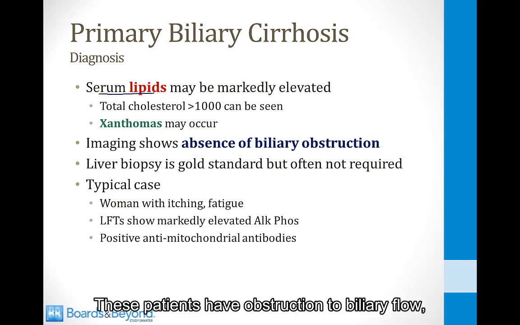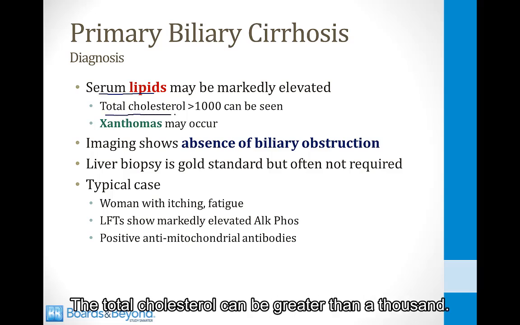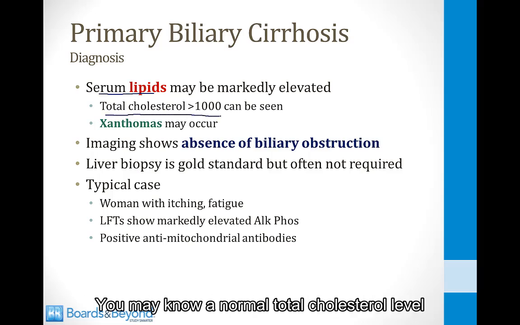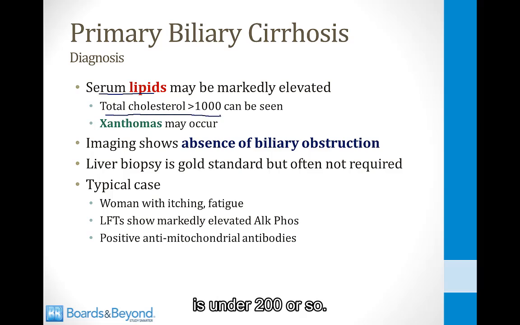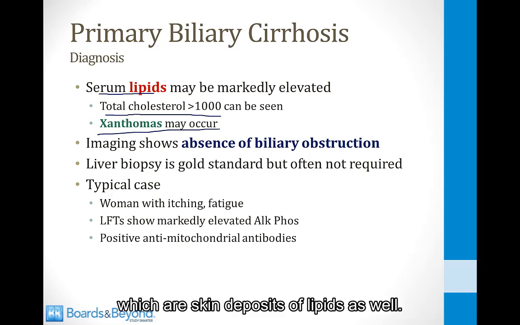These patients have obstruction to biliary flow, so they can't get lipids out in the bile. The total cholesterol can be greater than 1,000. You may know a normal total cholesterol level is under 200 or so. These patients can sometimes develop xanthomas, which are skin deposits of lipids as well.